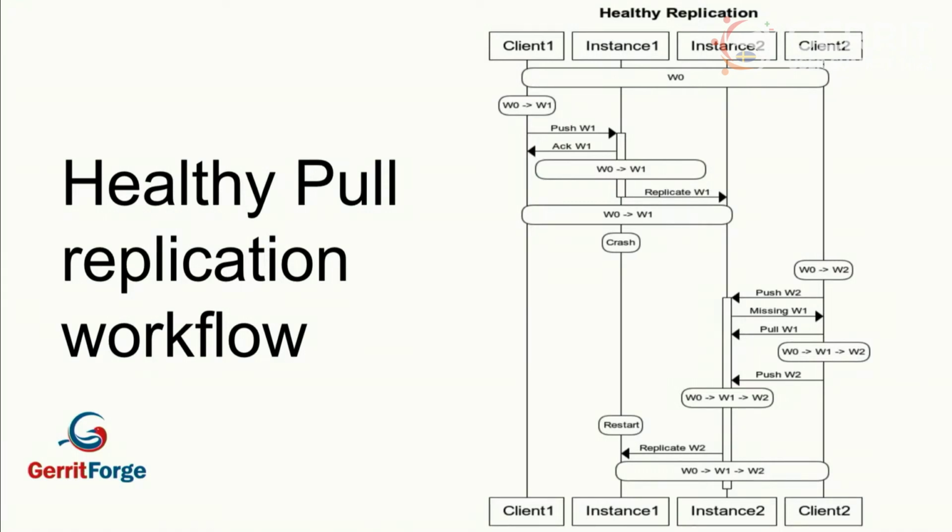Everything's going well. Suddenly, after the replication, instance 1 goes down. I don't know, Ponch decided he didn't like me and just killed the node. Client 2 arrives, does a commit, pushes it, realizes that it's missing an intermediate commit, so it has to pull it. Now our Git history is nice and linear. We push it again. Node 2 is nice and happy. Everything is working fine. In the meantime, instance 1 has restarted, and then instance 2 can replicate again to instance 1. Everything is in sync. Everything is good.